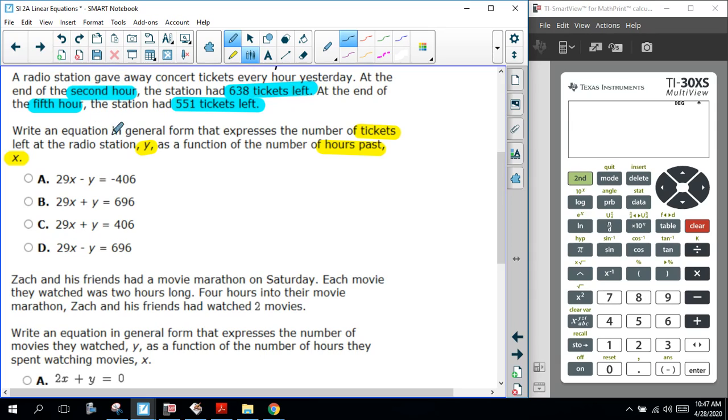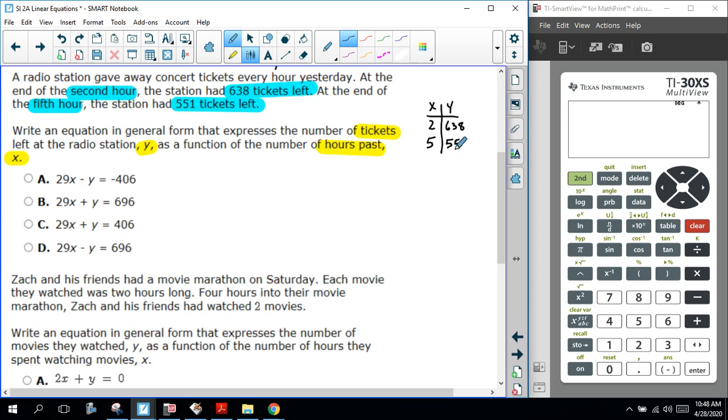As I look at this, I'm in the same boat I was in the last problem. Two things: hours compared to tickets. Two things compared 2 times is going to give me 2 ordered pairs. The hours are my x values. The number of tickets remaining is y. So at the end of the second hour, there are 638 tickets left. And then at the end of the fifth hour, there are 551 tickets left.